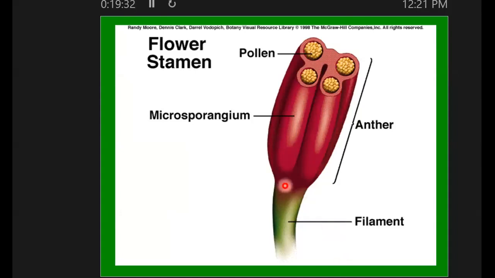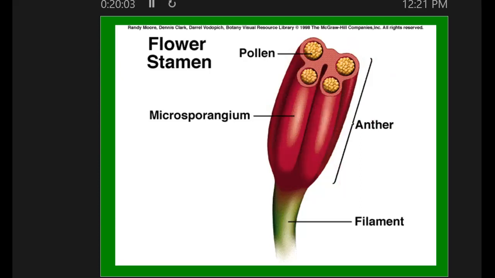And then remember, the filament is like the stalk that will hold the anther up high enough, hopefully, for pollinators to come along, maybe wind if necessary. All right, so this is all microsporangium tissue. Now, before it becomes pollen, we have to back up a little bit. So we say this is microsporangium tissue, and we have microspores. First there's microspores, eventually pollen, but first it's microspores.